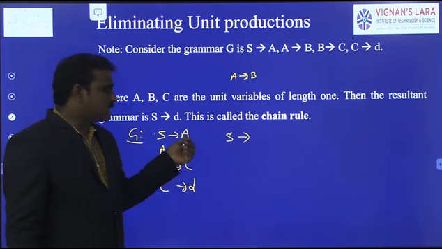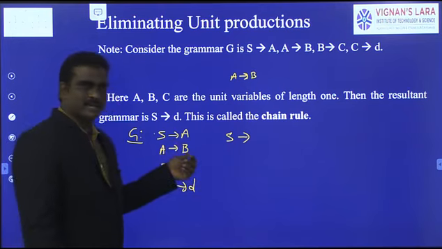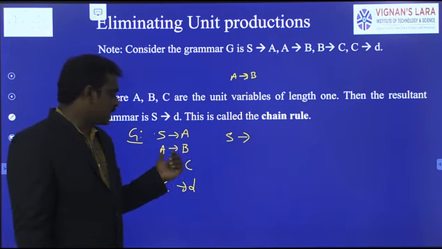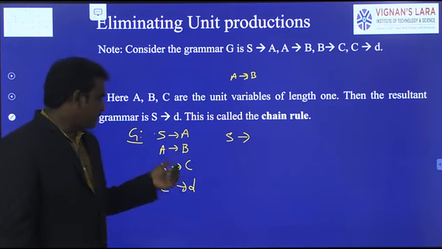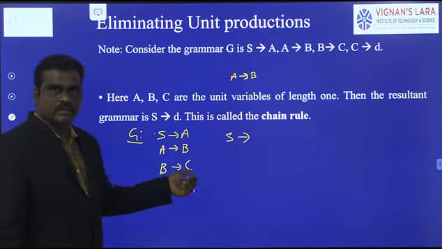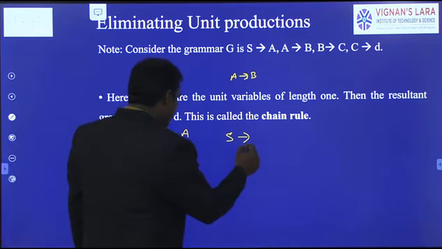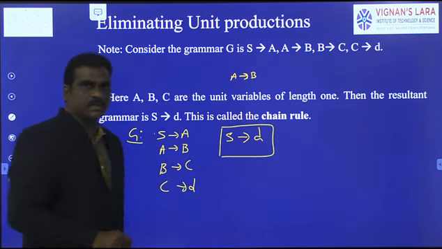Simply, the non-terminal A is replaced with A productions. Now what is A? A to B. Again B is a non-terminal symbol. Now again B, what is B? B to C. Again C is a non-terminal. What is C? C to D. So simply you can write directly S to D.